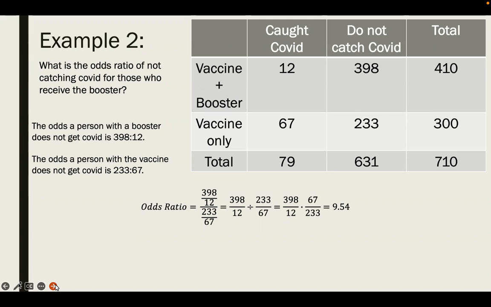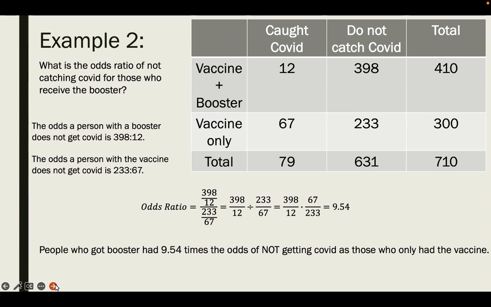And now, again, you're probably thinking, well, what does that tell us? Well, the odds ratio tells us people who got the booster had 9.54 times the odds of not getting COVID as those who only had the vaccine. So both the relative risk and the odds ratio show those that had the vaccine and the booster had much better odds and a much better risk of not catching COVID than with just the vaccine only, based off of the table we were given. And that's odds and ratios and relative risks.